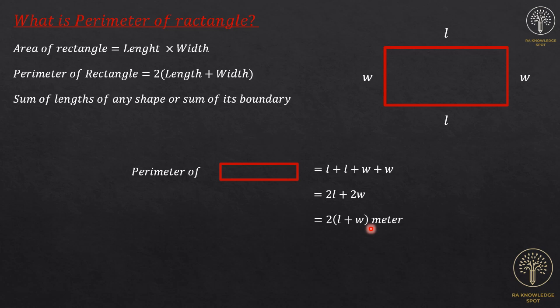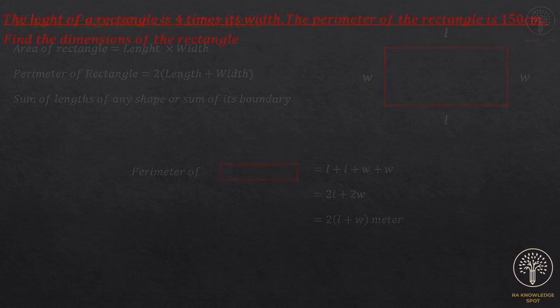What is this, meter? Meter, or m, is the unit of the perimeter. When you find the area of any shape, you get centimeter square or meter square. But for perimeter, it is only meter, with only one power, because it is one dimensional. Okay, dear students, that was all about the perimeter.